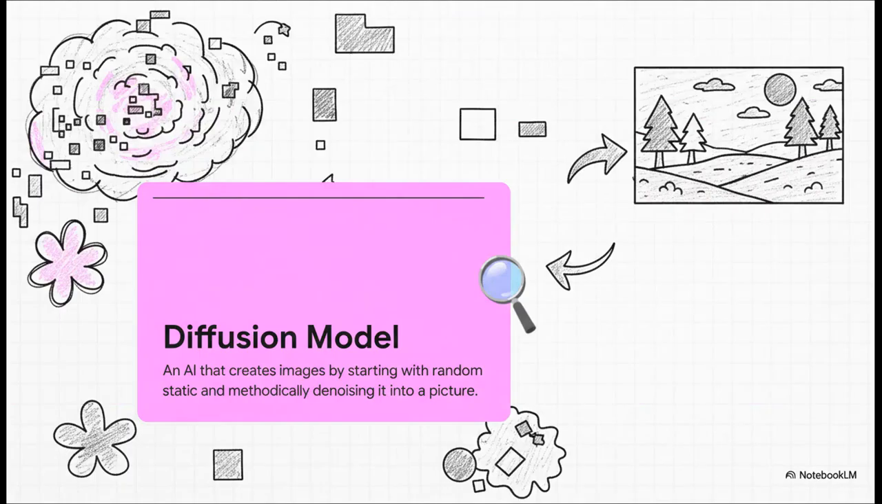So that's the big takeaway, right? A diffusion model is basically a master denoiser. It gets so good at subtracting noise that it can start with pure noise and just subtract its way, step by step, to a brand new, totally original image.